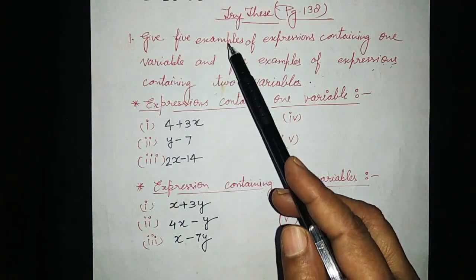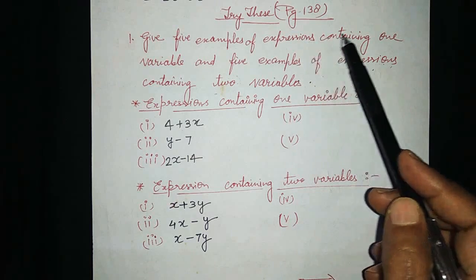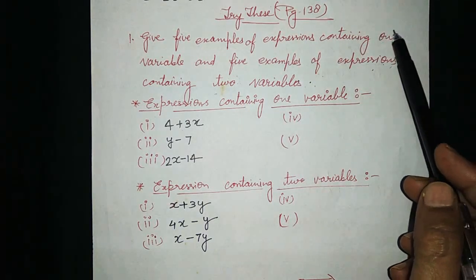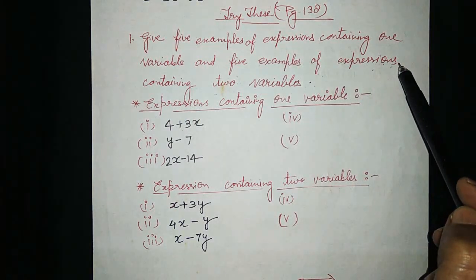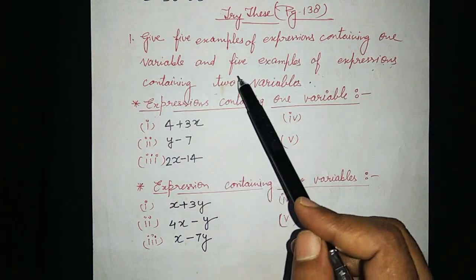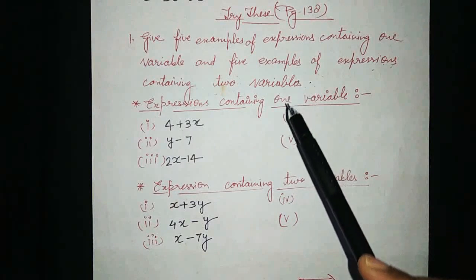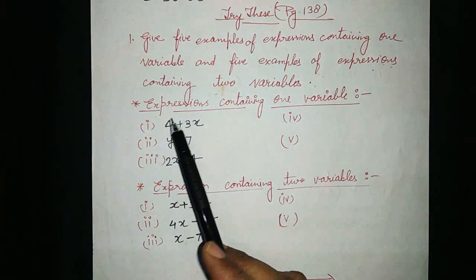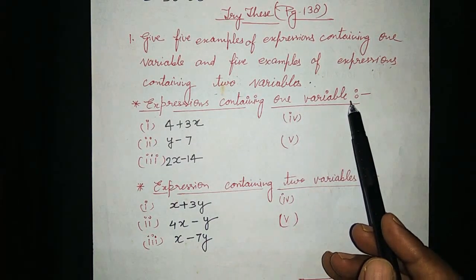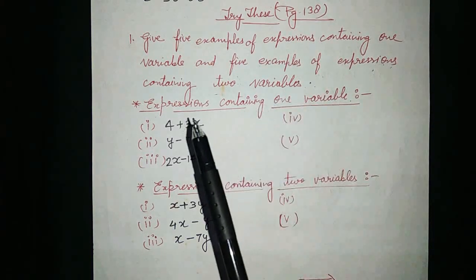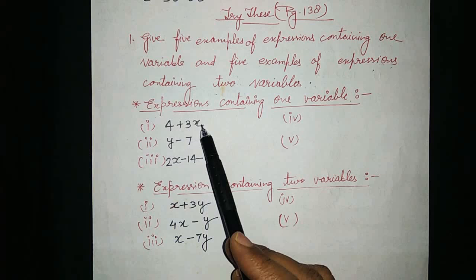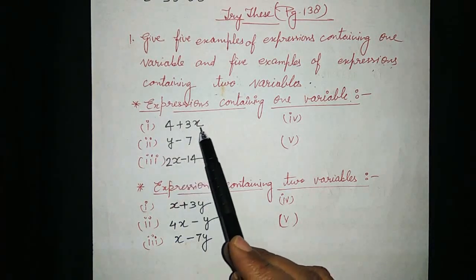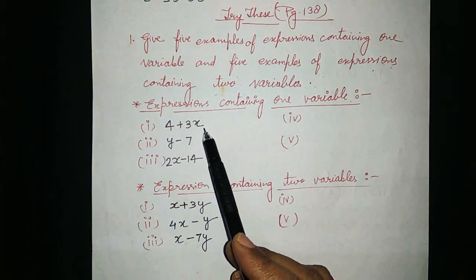Give 5 examples of expressions containing one variable and 5 examples of expressions containing 2 variables. Here you see first expressions containing one variable. See the first example which I am giving you, 4 plus 3x. Here you can see only one variable x.